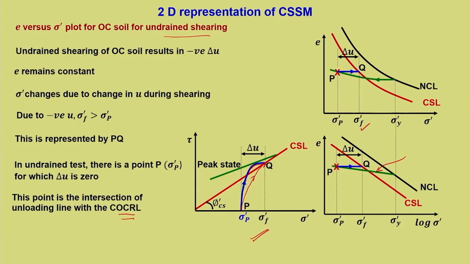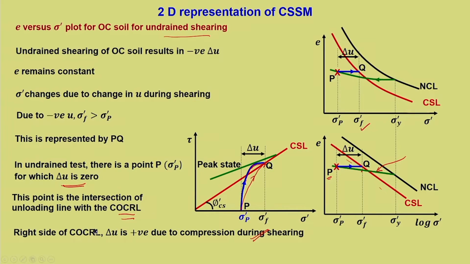Where it crosses the critical over consolidation ratio line, at that particular point, if you start shearing, that will result in delta U 0. Please draw this and understand, because your critical over consolidation ratio line will be somewhere here, as we have discussed. The point where this unloading line meets it is considered to be P, not here, somewhere here. If the shearing is done from that P, then the developed excess pore pressure towards failure will be close to 0. So, that is what it means.